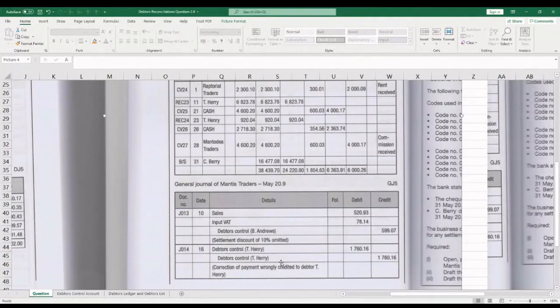Then the next one, what happened here is we see a correction of payment wrongly credited to debtor T. Henry. Because the debtors' names are so similar, they accidentally put it to the wrong account. So now you are literally just transferring from the one account to the other account to correct this error, to make sure that the balance for that debtor is reflected correctly. Because this has two debtor controls, you will capture this entry on both the debit as well as the credit side. It will actually have a zero effect, but when you do a test or exam, you get marks for this, so you need to show me that you put the in and the out.